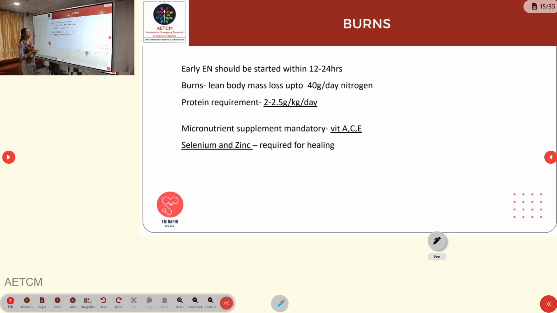And in case of burns patients, they also require a high protein diet. So for them also enteral nutrition should be started within 12 to 24 hours, and protein requirement is 2 to 2.5 gram per kg per day, and micronutrients are also mandatory, especially A, C and E, and vitamin C, selenium and zinc will help for healing of burns.